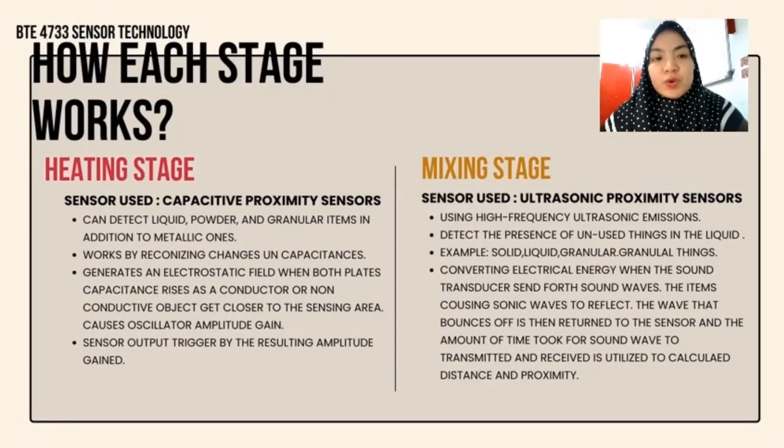So next is how each of the stages works. The first one, we will go with the heating stage. At this stage, the sensor that is used is a capacitive proximity sensor. These sensors are used to detect liquid, powder, and also granular items, in addition to metallic ones. The work of the sensor is recognized by the changes of capacitance. It generates an electrostatic field when both plate capacitance rises as a conductive or non-conductive object gets closer to the sensing area. From this, it will cause the oscillator amplitude to gain.